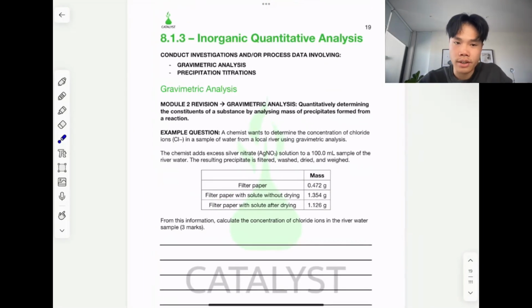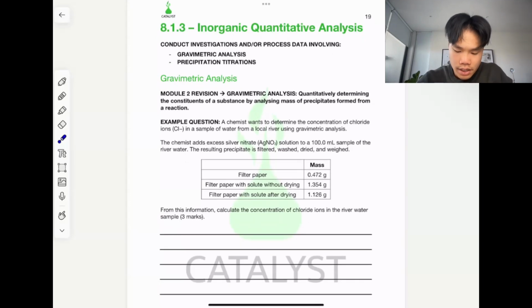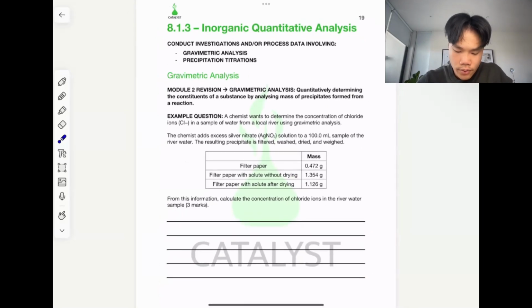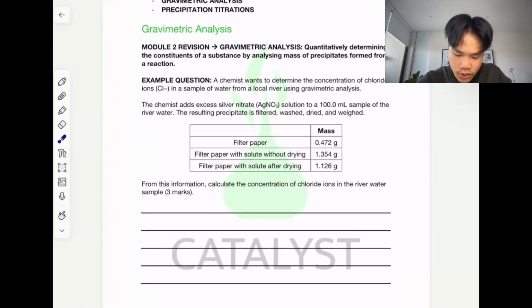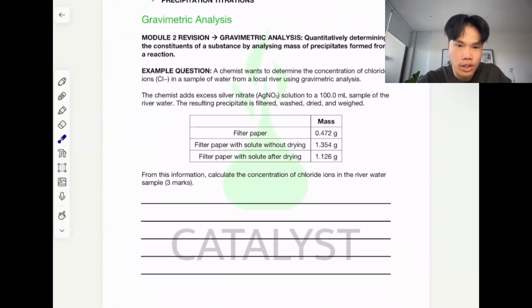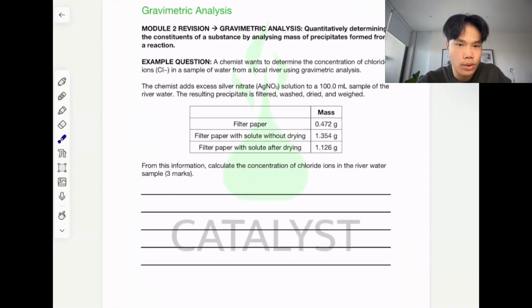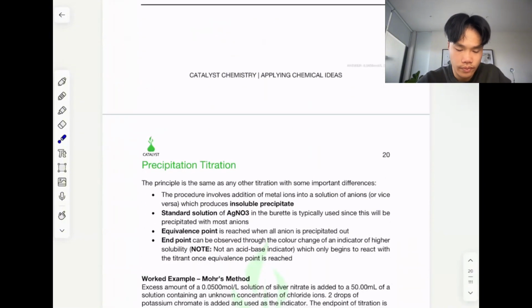So that's all for qualitative. Spend some time on the flowcharts if they're not fully remembered yet, but I think by now the bones of them should be pretty much there. In quantitative analysis, you have your gravimetric and precipitation titrations. Gravimetric analysis basically just means analysis by mass. So you're determining constituents of a substance by analyzing the mass of what precipitates you form. There's just an example here you can go through, nothing too crazy, just from Module 2.